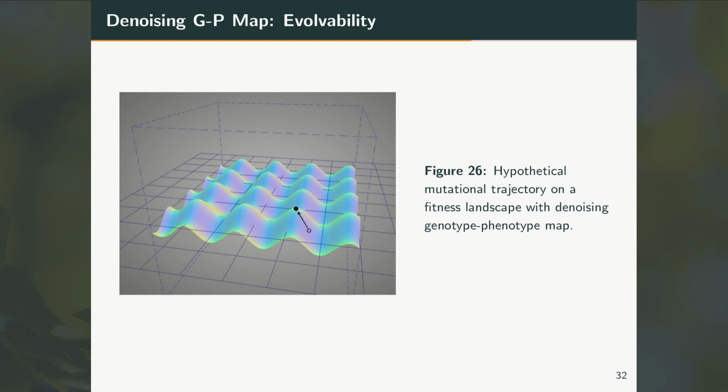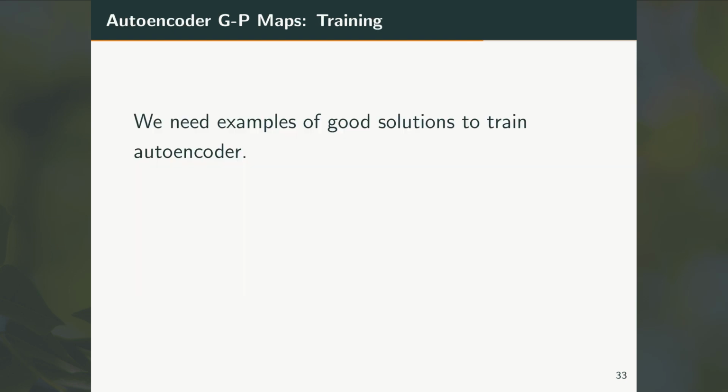we're still getting mapped back to the same phenotype. We're mutating and mutating and mutating, and eventually we're going to cross a threshold where these mutations have been buffered for a while. Suddenly we're going to have a large phenotypic change when we get mapped to a new fitness peak. So we've already touched on this a little bit, but we need examples of good solutions to train the autoencoder, right? Because it needs examples of the class that we want to autoencode.